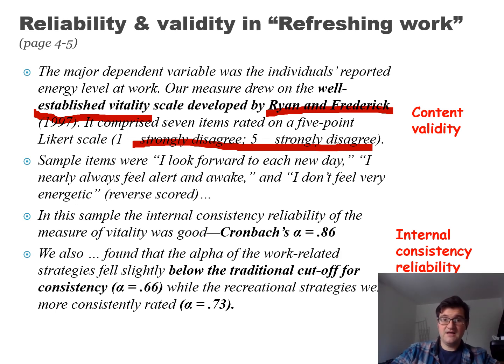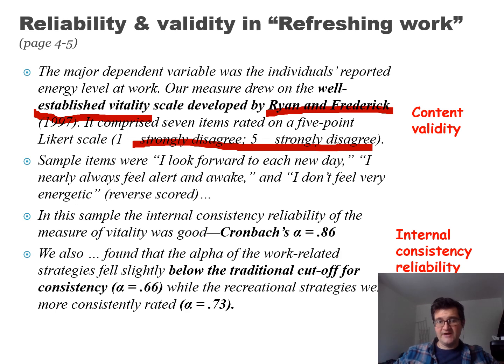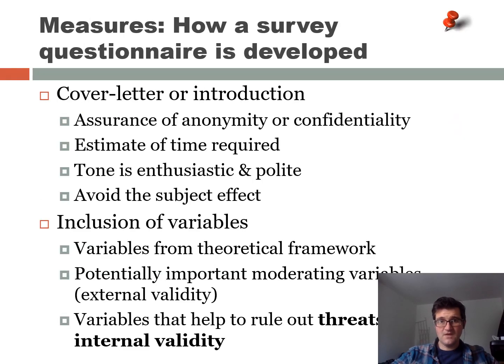And then down here we have, in this sample, the internal consistency reliability of the measure of vitality was good. Cronbach's alpha equals 0.86. 0.86 is greater than 0.7. There you go. We also found that the alpha of the work-related strategies fell slightly below the traditional cutoff for consistency, while the recreational strategies were more consistently rated. So 0.66 versus 0.73. Again, in this case, they're not saying anything particularly negative. They're just saying this is somewhat slightly below the traditional cutoff, 0.66. Again, if we round to 1 decimal place, it's 0.7, probably okay. The recreational strategies were above the standard threshold.